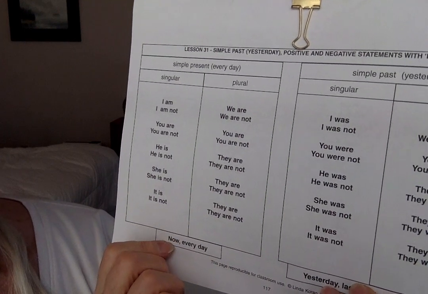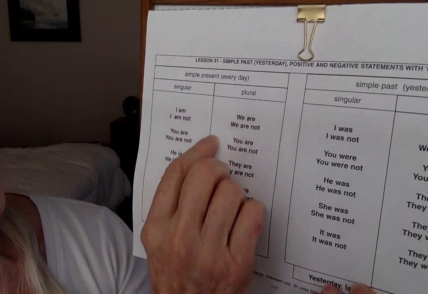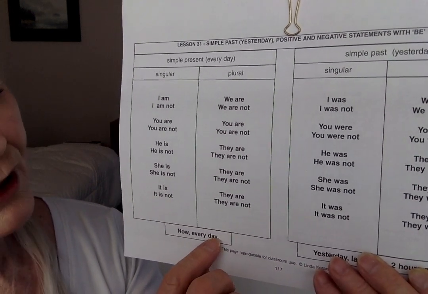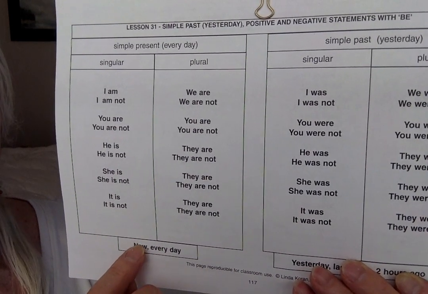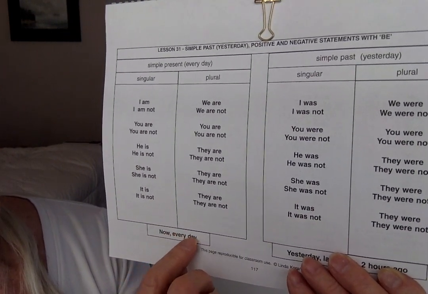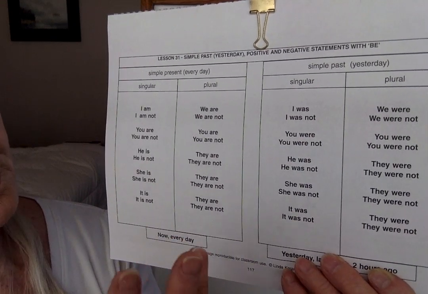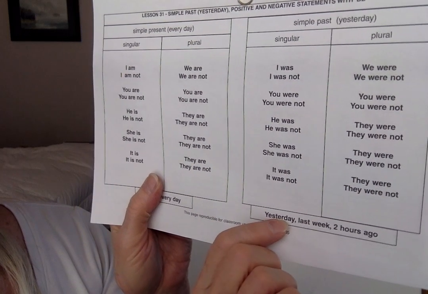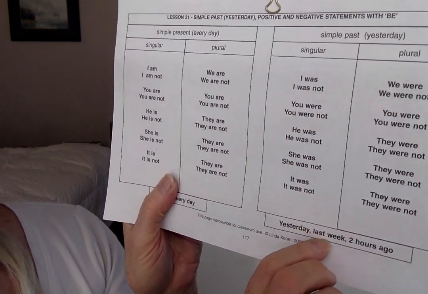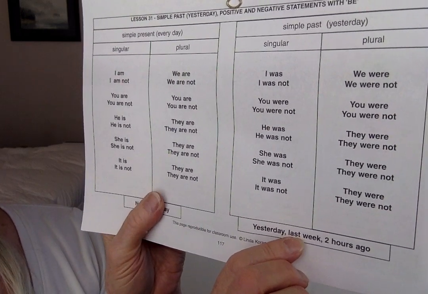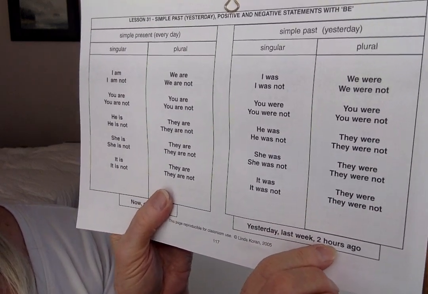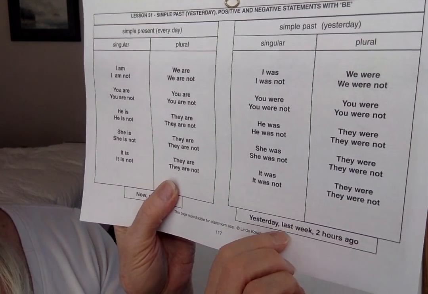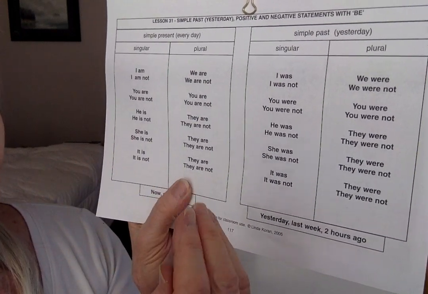Now, notice here for words, palabras for the presente: every day, every hour, every year, or simply now, ahora. Cada día, cada año, and so forth. Over here, you have yesterday, ayer. This is for pasado. And then last week, la semana pasada. 2 hours ago, hace 2 horas. So when you see ago or last, or yesterday, pasado.